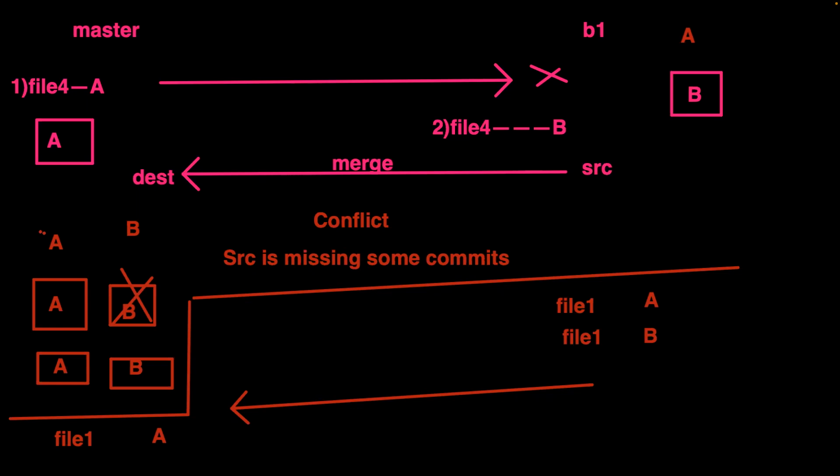Okay, so here commit A or commit B means there are commit IDs. Yesterday I told you, right? I can't write that entire ID, so we'll be referring to them with some alphabet like A and B. There are some commit IDs. So the source is missing the commit ID of commit A from the master branch, right? For the same file, for that particular file.